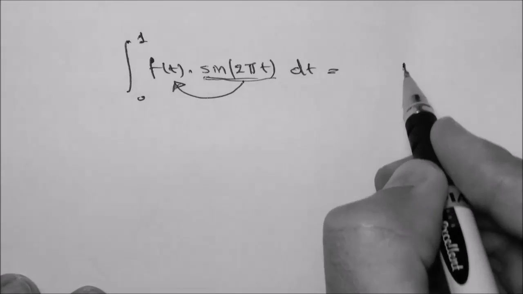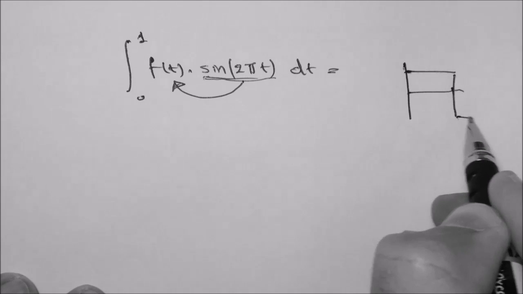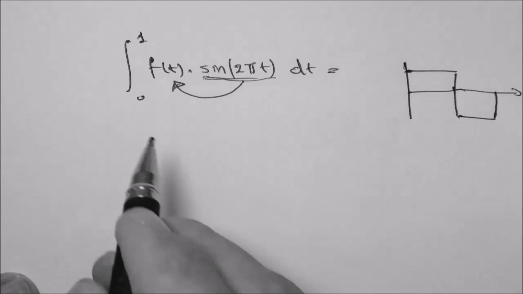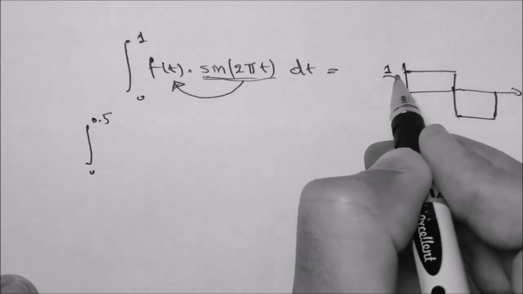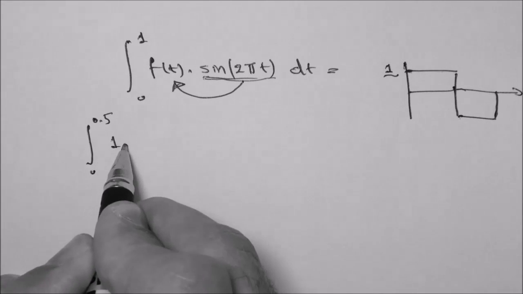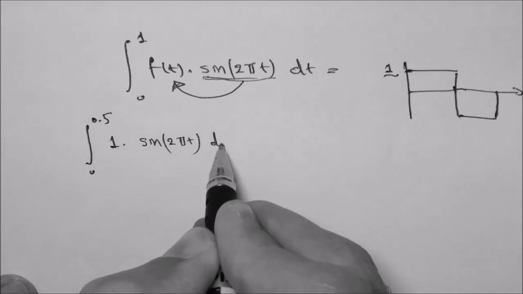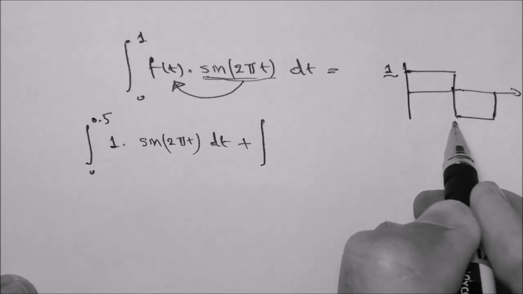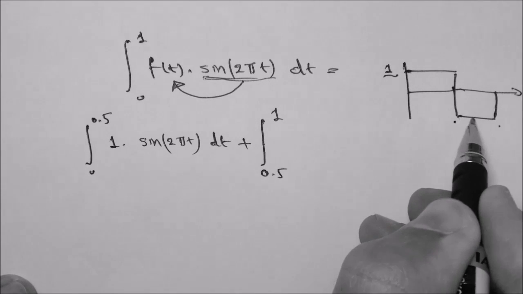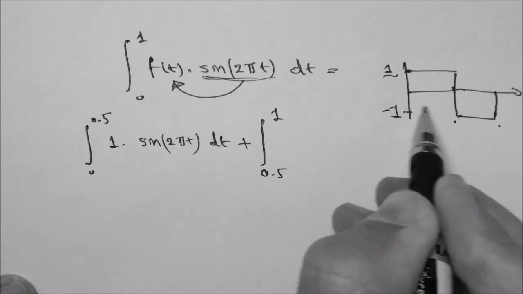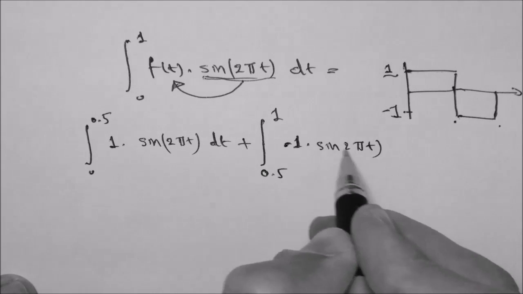Let's evaluate this integration. We have f of t is 1 from 0 to 0.5 and minus 1 from 0.5 to 1. So we have integration from 0 to 0.5 for 1, f of t equals 1 in this period. So 1 times sine 2 pi t dt plus integration from 0.5 to 1, where f of t equals minus 1 in this part of the signal. So minus 1 multiplied by sine 2 pi t dt.